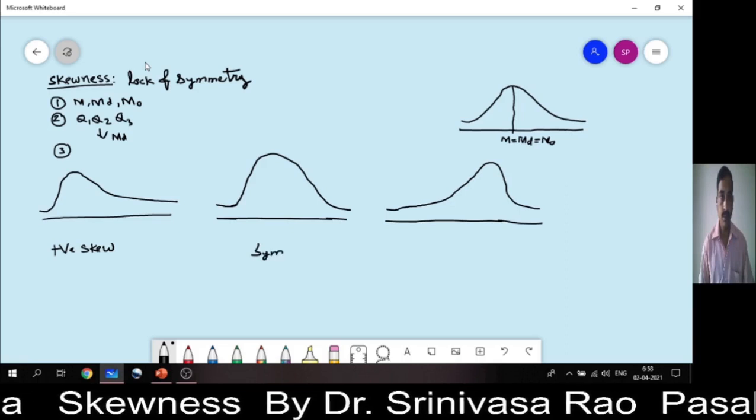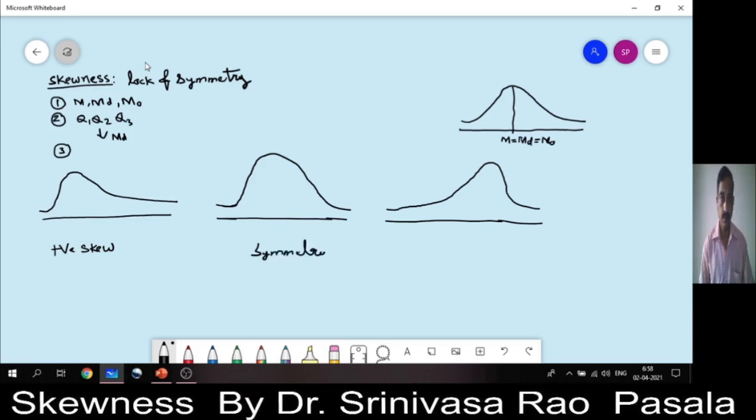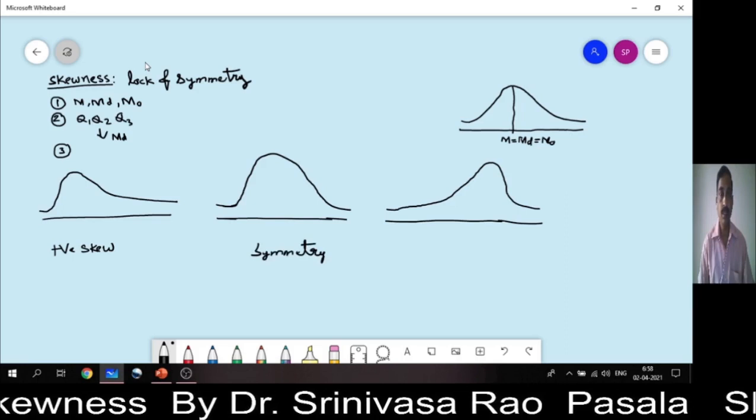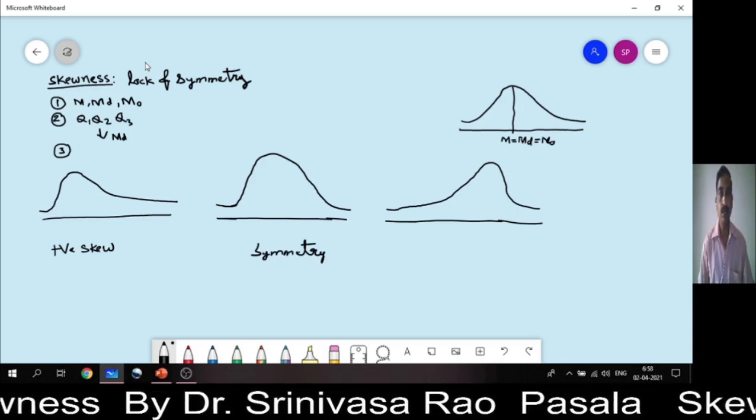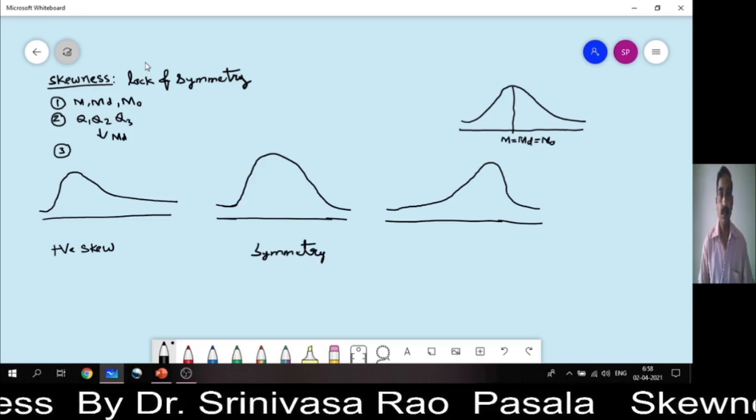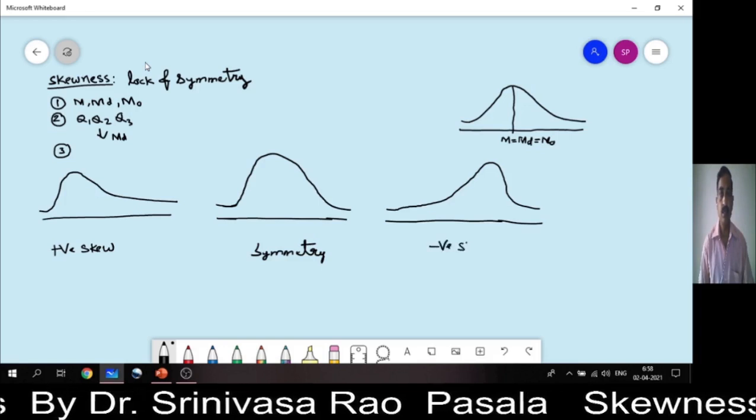This is a symmetric distribution. If you observe that the left hand side of the curve is more stretched than the other, this is negative skewed.